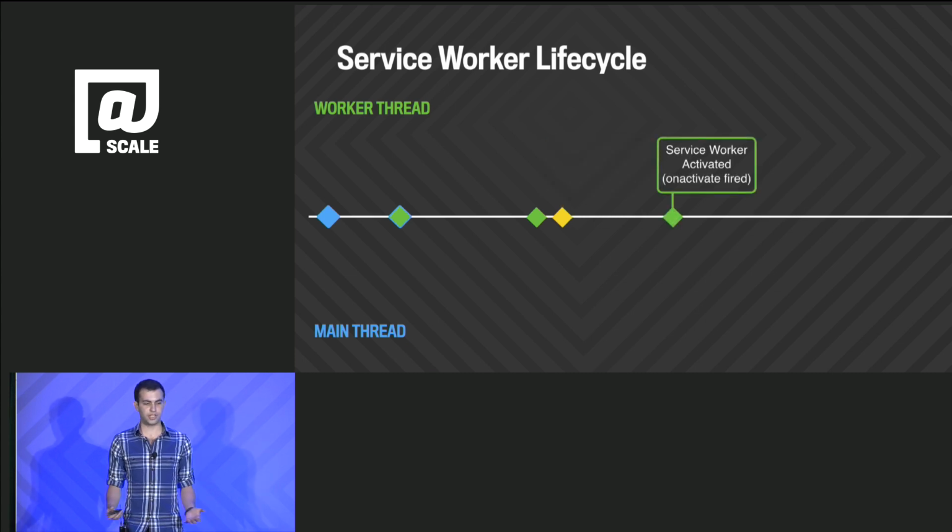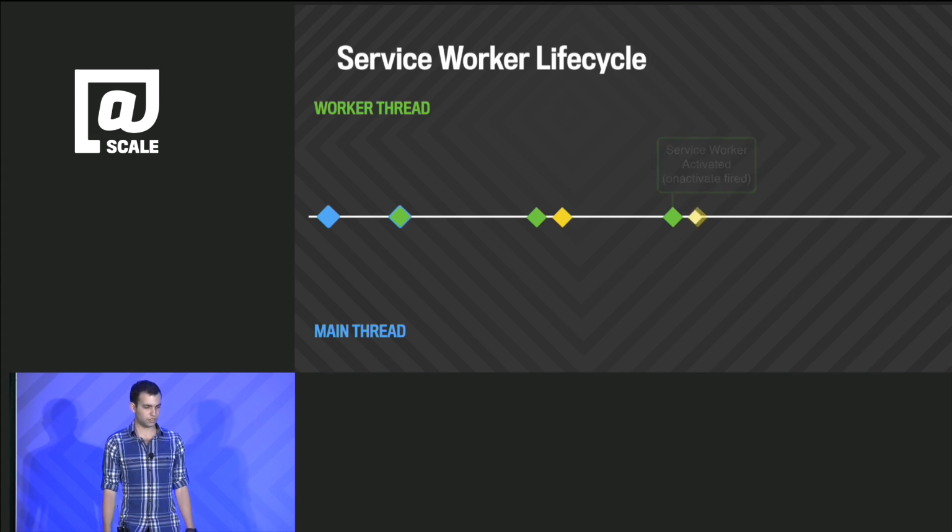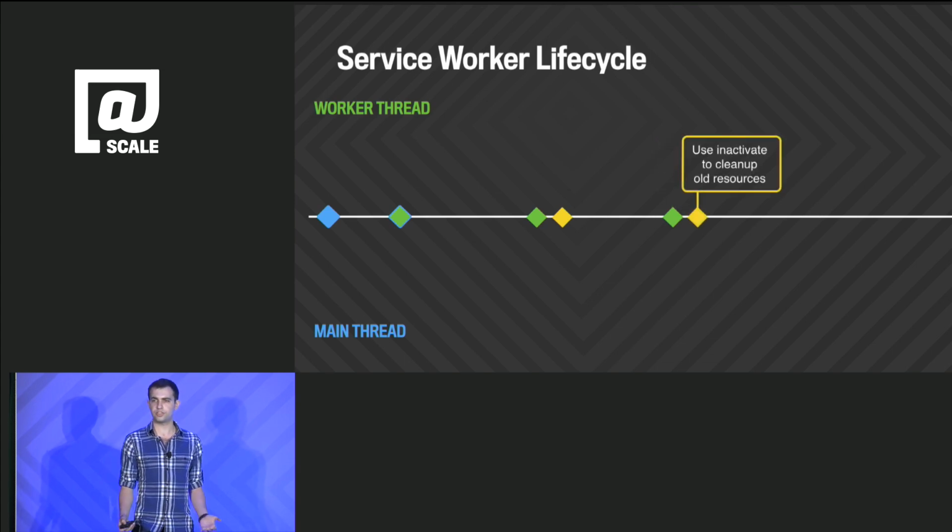Next, maybe sometime later, an on-activate event is fired. This basically means the browser is ready to have the service worker be in charge of the page, and the service worker should get ready to take charge of this page. So the service worker can use this to clean up old resources, maybe get rid of some old service worker code, anything it needs to do to be in charge of the page next.